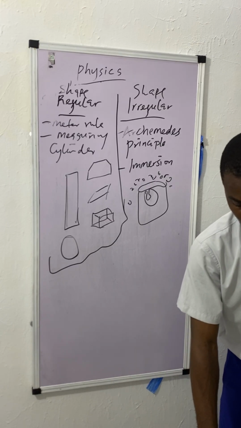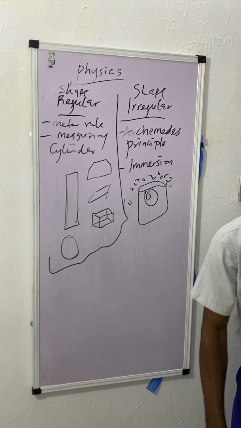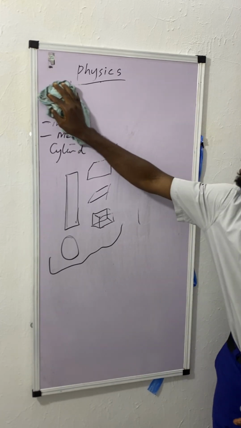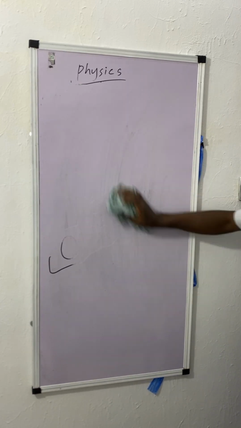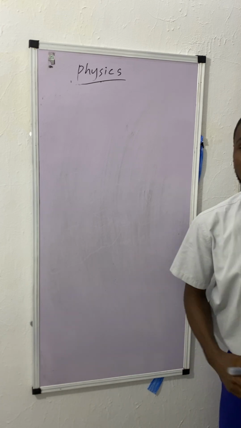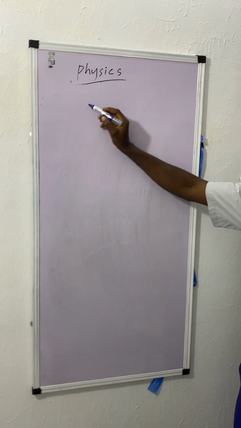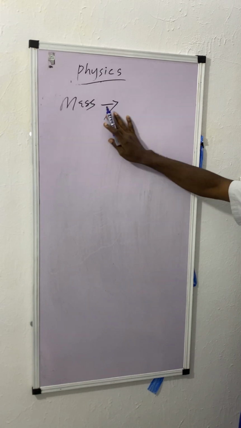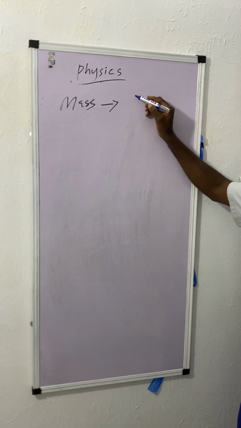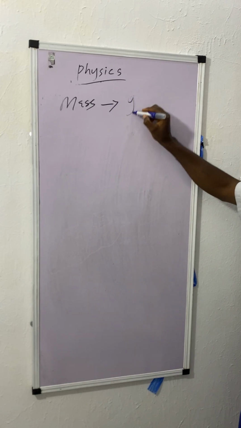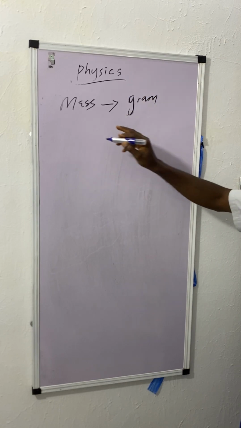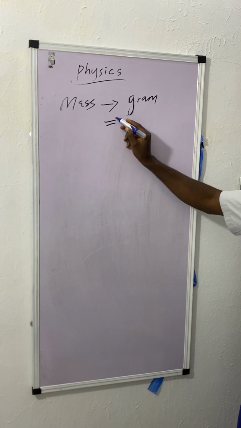So let's move to the next. SI unit. SI unit is simple. See SI unit as a standard for measurement. I am going to give you a very practical example. For example, we have mass. Mass can be measured in gram. It can also be measured in kilogram.